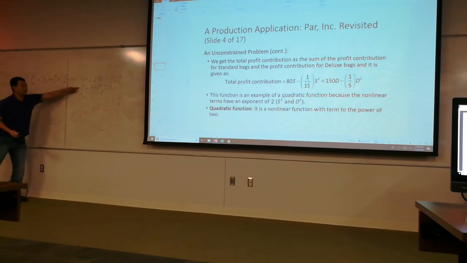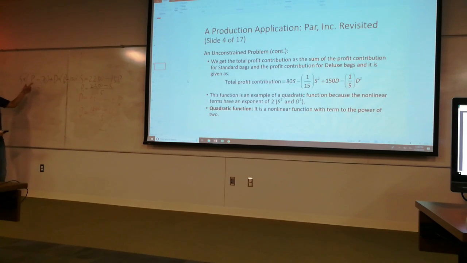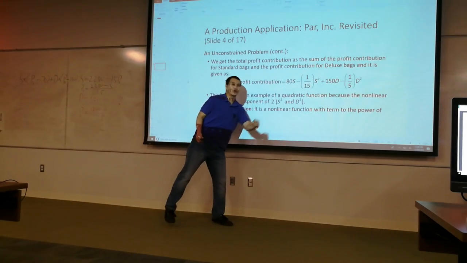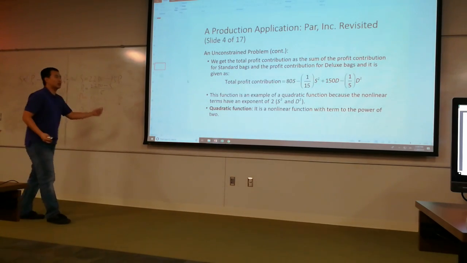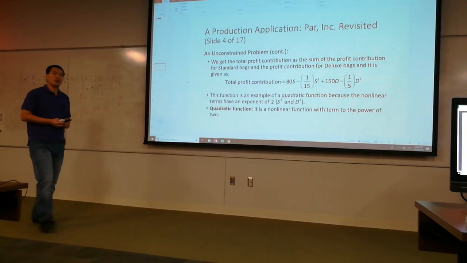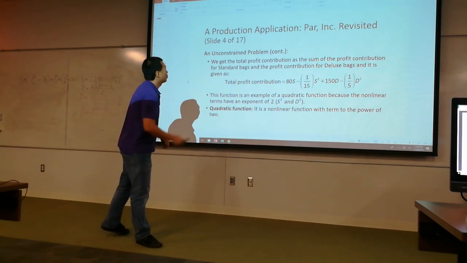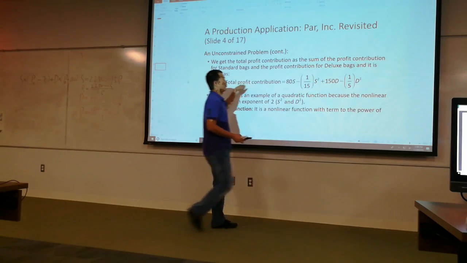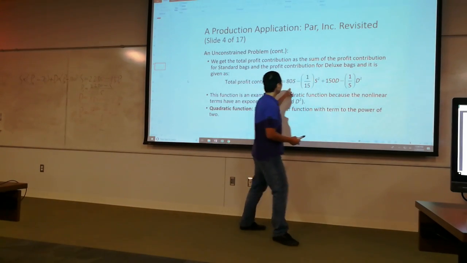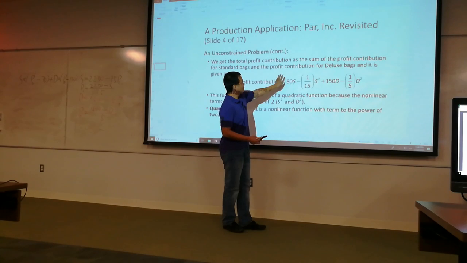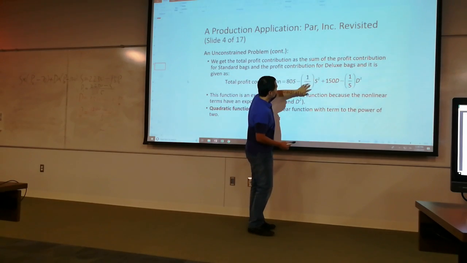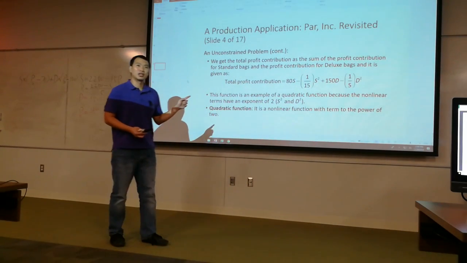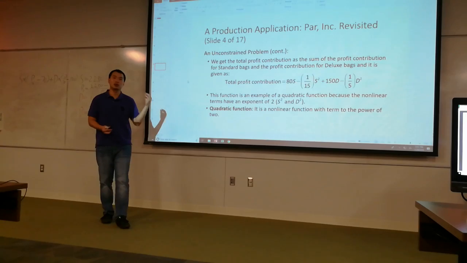Then you plug the P of S and the P of D into this formula. Then this is what we will get. Then that's the total profit contribution, or our profit function, or our objective function. So if you look at the format of this, 80 times the demand, minus a constant times S squared. So that's a nonlinear form. It's quadratic form, so it's a quadratic function.